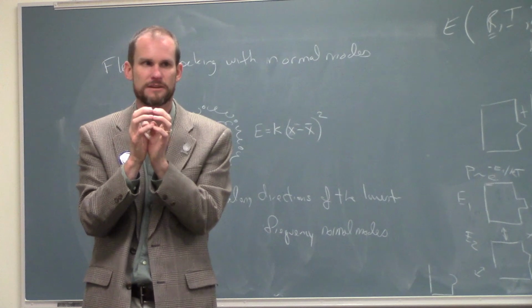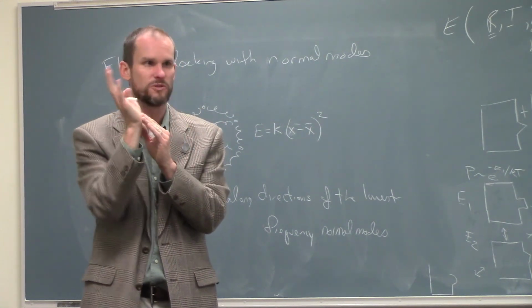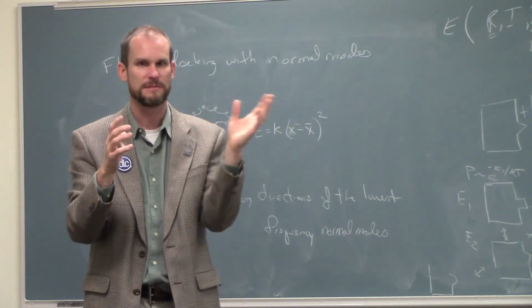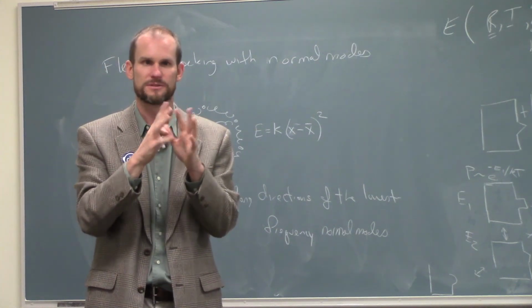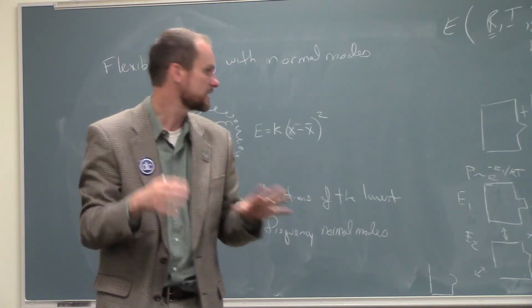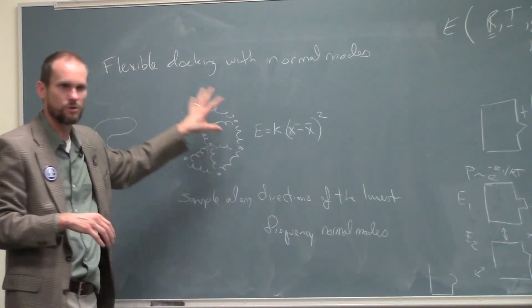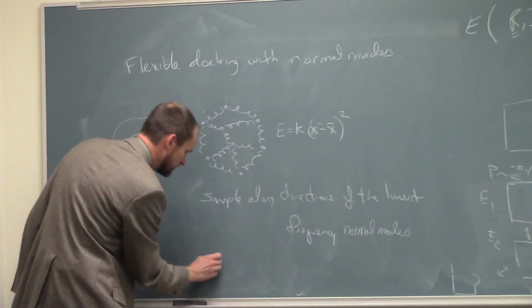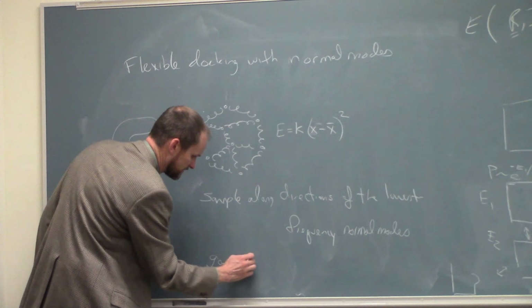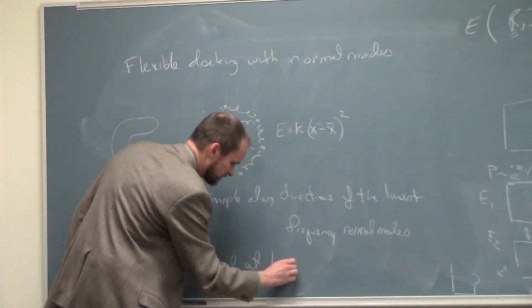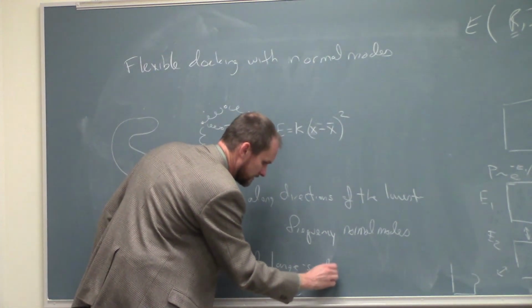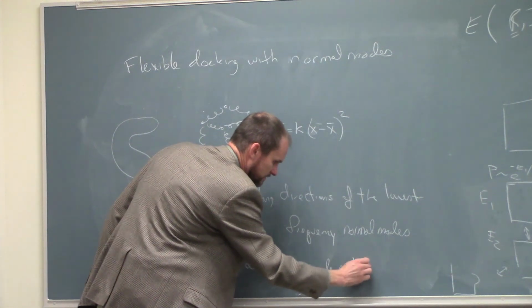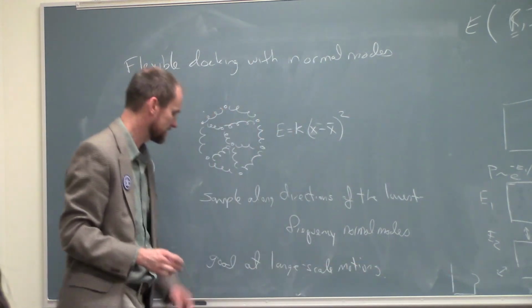It's not great for small scale motion. So if there's a loop that flops around or a terminus that flops around, or some smaller side chain motions, you don't get those in this large coarse spring model. So it's really for capturing large scale motions. All right, I think that's all I'm going to say about that.